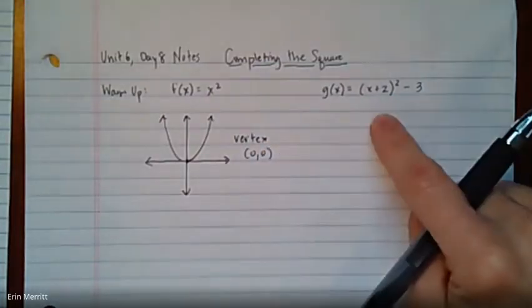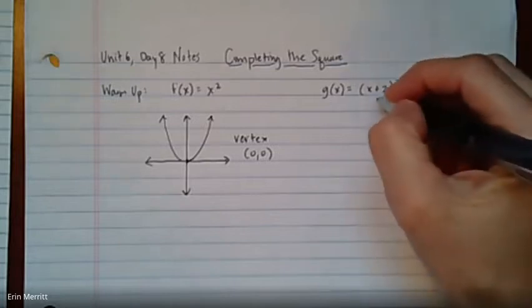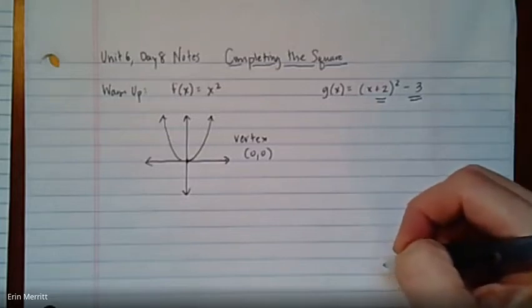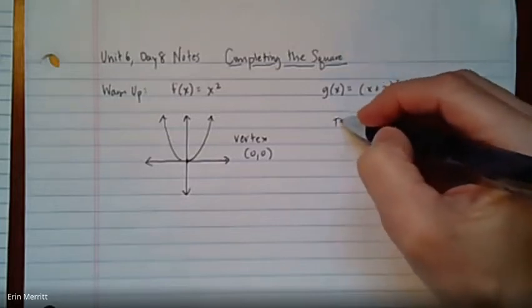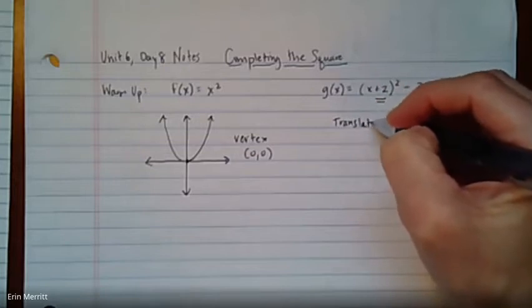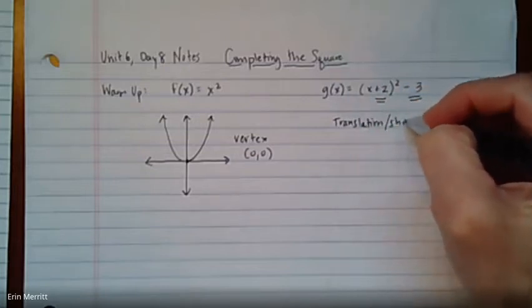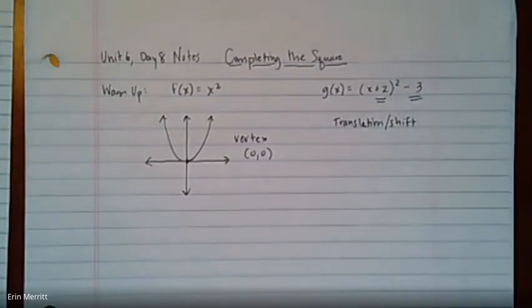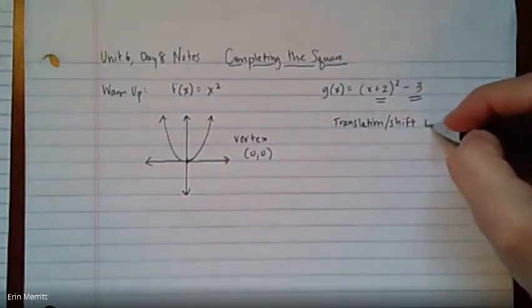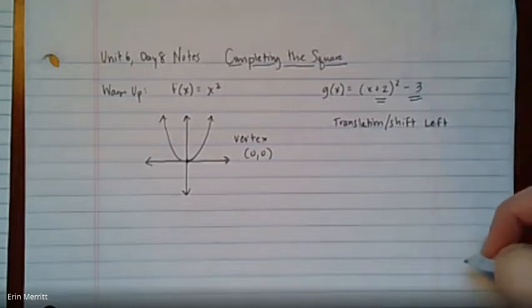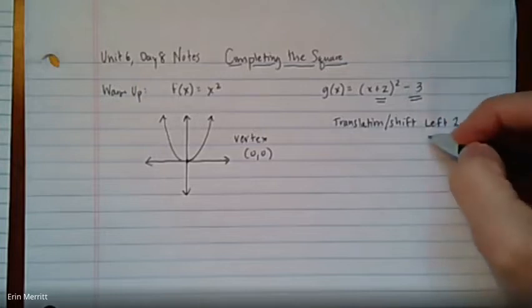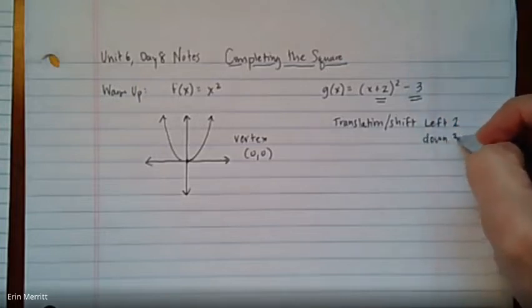versus this guy. I want you to think back to our transformations unit. Going way back. If we have plus 2 on the inside, minus 3 on the outside, what I'm hoping that you're remembering is that this would be a translation, or sometimes we just called it a shift. If it's plus on the inside, that's going to move us to the left. If it had been minus, it would go to the right. So the left 2. Minus 3 on the outside, that's going to shift us down 3.